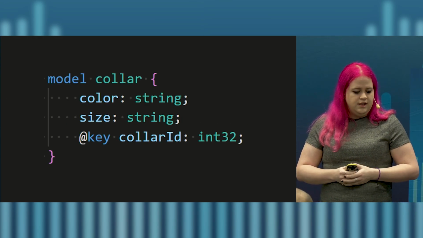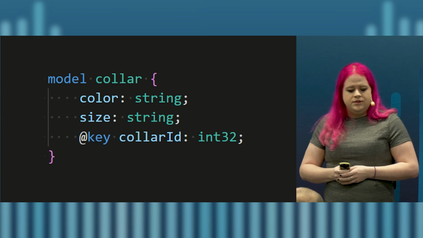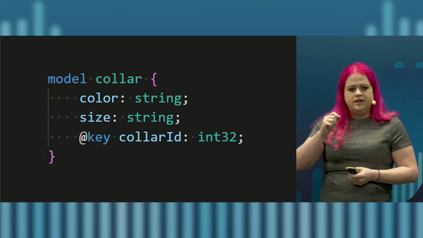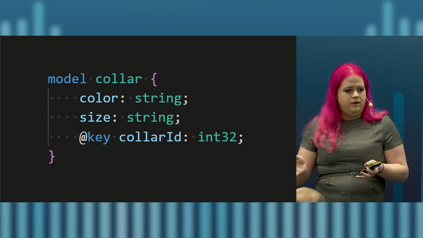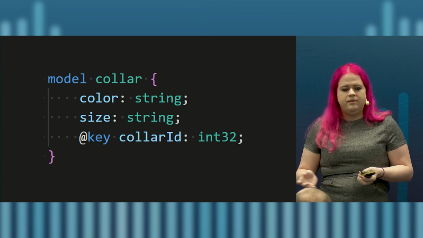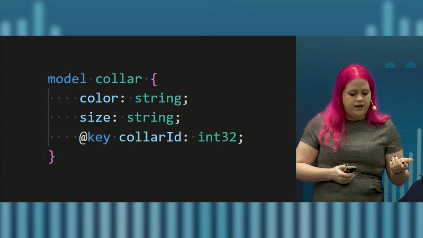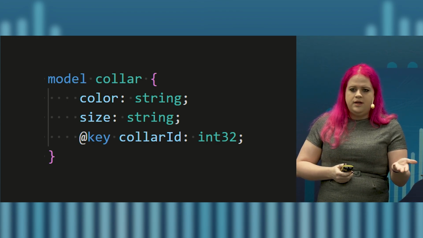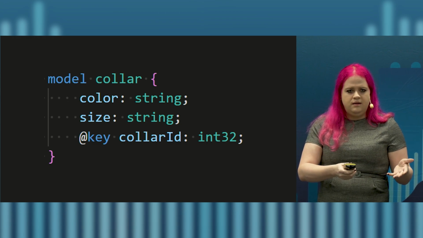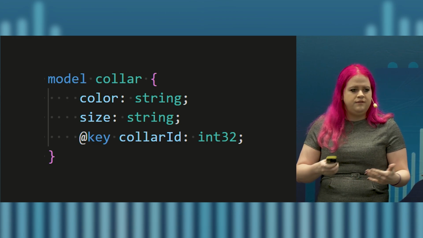Decorators are the third concept, so that's the @key here. So a decorator is kind of just like a supplemental thing on the property, like annotations, maybe, in some languages they're called that. So this one in particular is built in. It says this is a property that uniquely identifies this object.